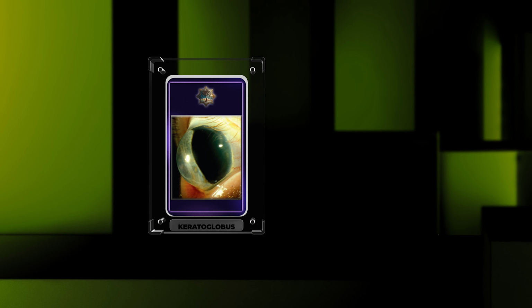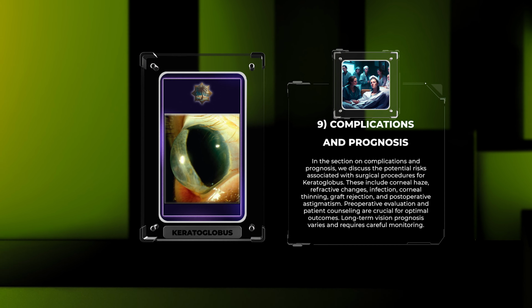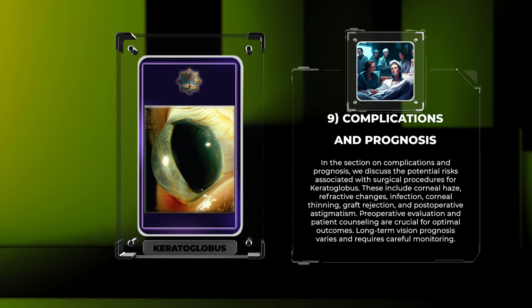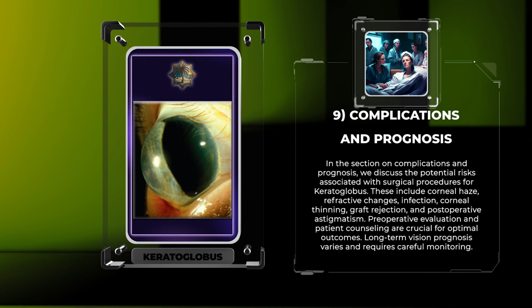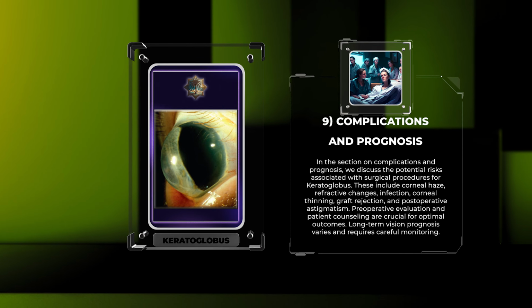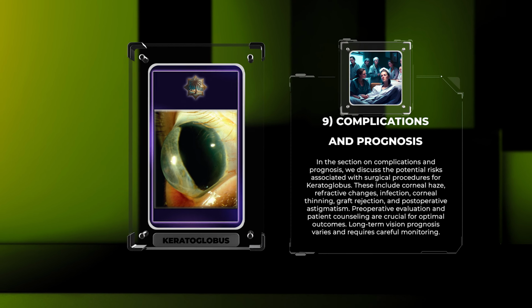In the section on complications and prognosis, we discuss the potential risks associated with surgical procedures for keratoglobus. These include corneal haze, refractive changes, infection, corneal thinning, graft rejection, and postoperative astigmatism. Preoperative evaluation and patient counseling are crucial for optimal outcomes. Long-term vision prognosis varies and requires careful monitoring.